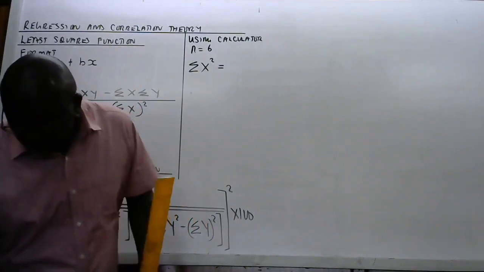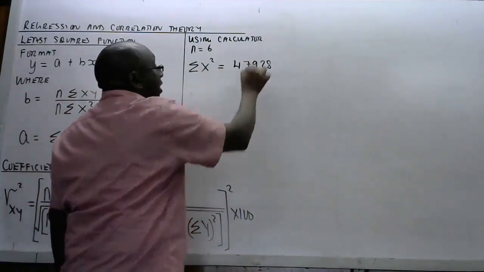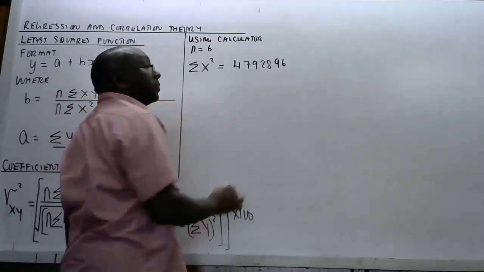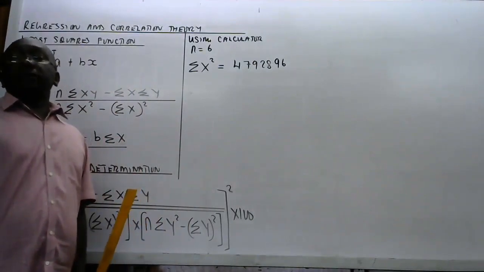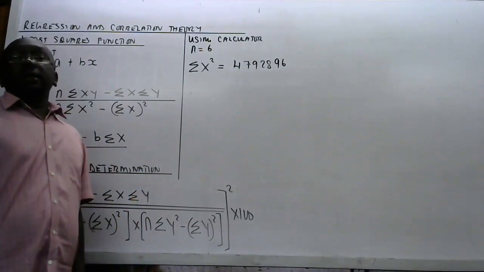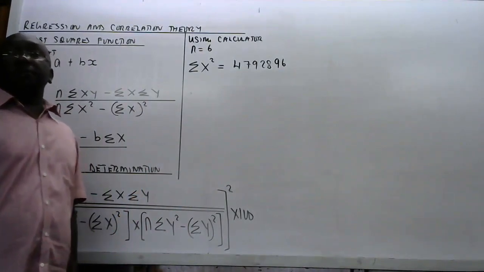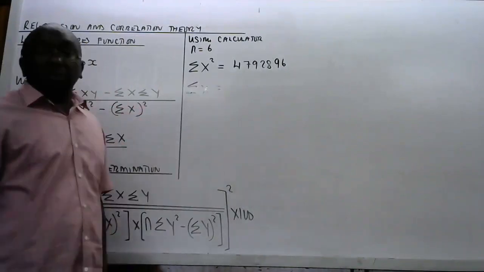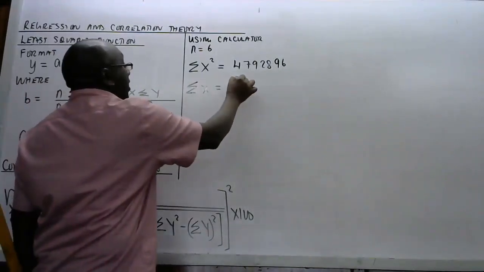And tell me whether you are able to get 4792896. Is that what you have? Okay. Shift button number 1. The second item you see is sum of x. So you write sum of x is equal to. Press the number below it and then press equals. You get 5,320.